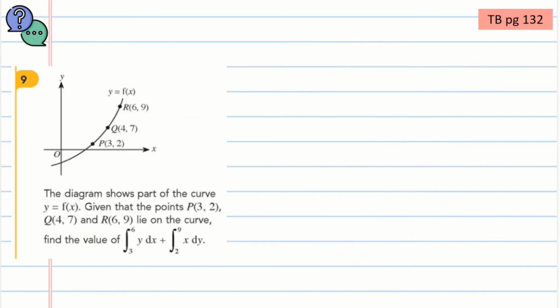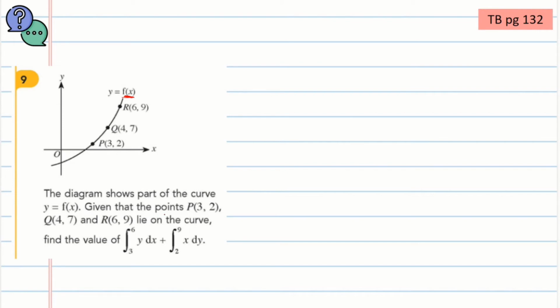Let's now move on to question 9 found in your exercise 17.2, your textbook page 132. Okay, this question is rather interesting, so let's read the question first. The diagram shows part of the curve y equals to f(x), so there is no function given to you exactly. There's nothing for you to exactly integrate.